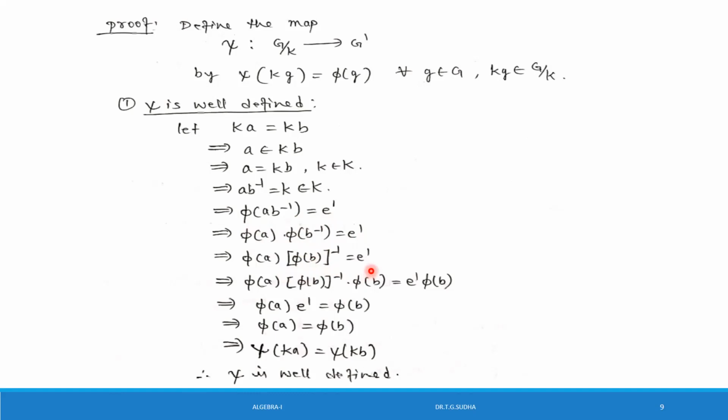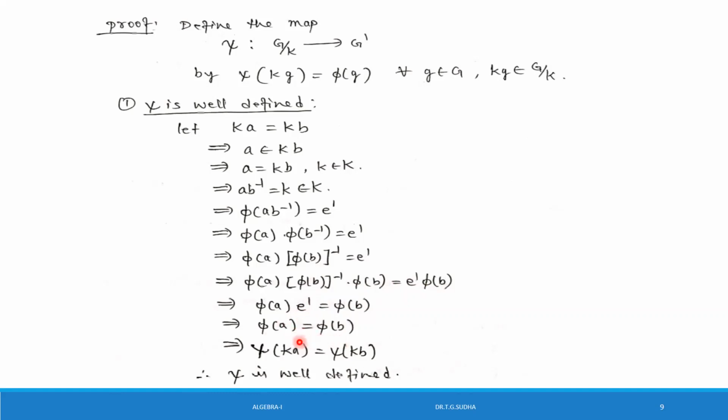Now let us operate on either side by phi of B. So we get phi of A, phi of B whole inverse into phi of B is equal to E dash into phi of B. Since E dash is the identity element of G dash, E dash into phi of B gives us phi of B. And on the left hand side, phi of B inverse into phi of B will give us the identity element E dash. So phi of A into E dash is equal to phi of B. But phi of A into E dash gives us phi of A. So phi of A will be equal to phi of B.